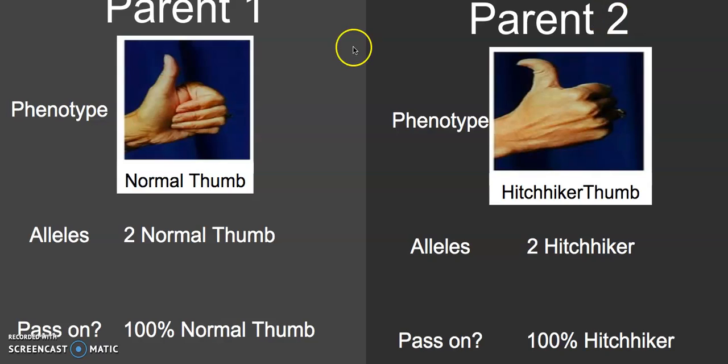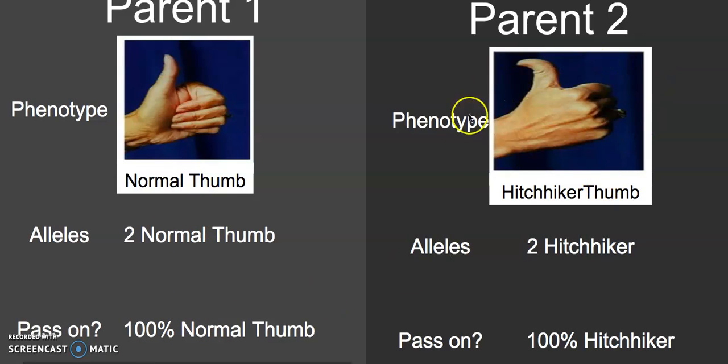So we have parent one on the left. They have a phenotype of a normal thumb. And they have two normal thumb alleles. So both of their parents contributed a normal thumb allele. And so they are 100% likely to pass on a normal thumb. So whatever offspring they have, parent one can only pass on normal thumb alleles.